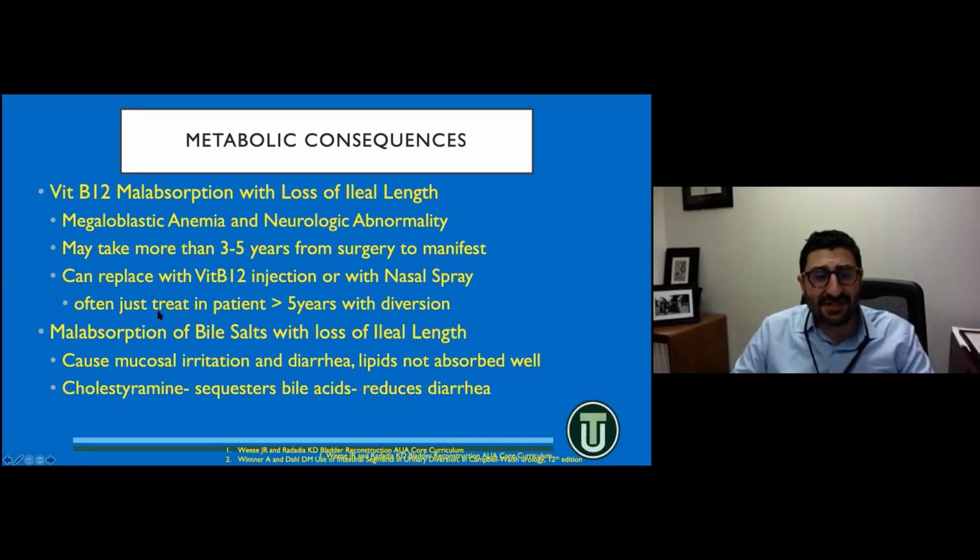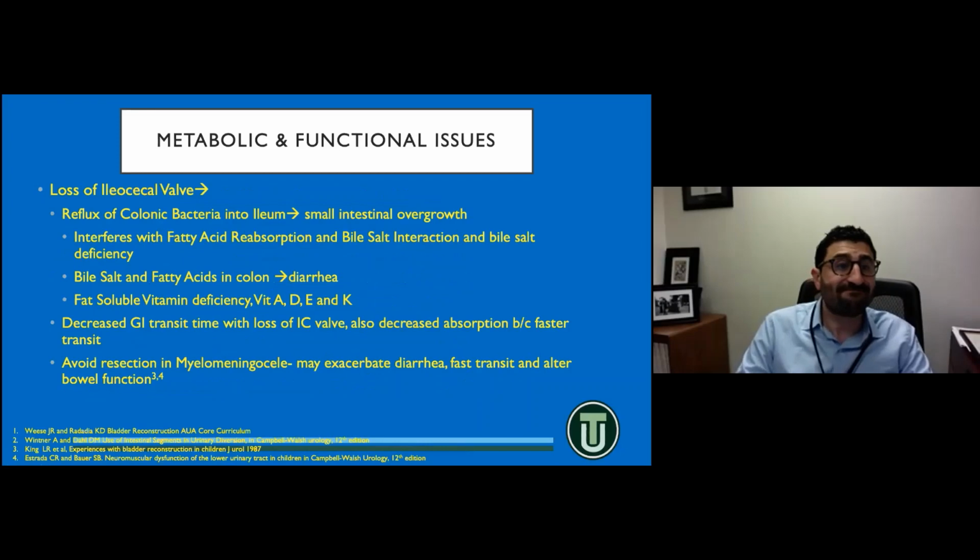Additionally, bowel resection, especially the terminal ileum, may result in a malabsorption of bile salts. These bile salts can cause mucosal irritation and diarrhea, and also result in the lipids not being absorbed. Cholestyramine can be used to sequester these bile acids and help reduce the diarrhea in patients with chronic diarrhea after urinary diversions. And that can also be the bile acids because of the loss of the ileum as well as loss of the ileocecal valve. Those bile acids and the fatty acids in the colon result in this diarrhea.